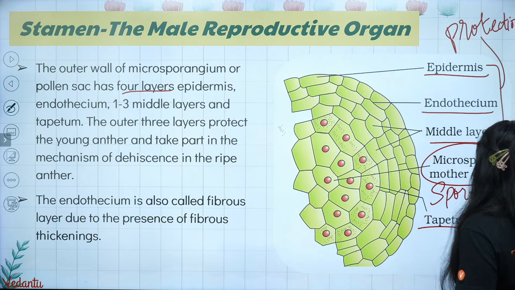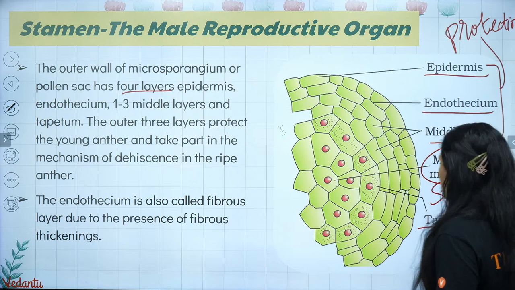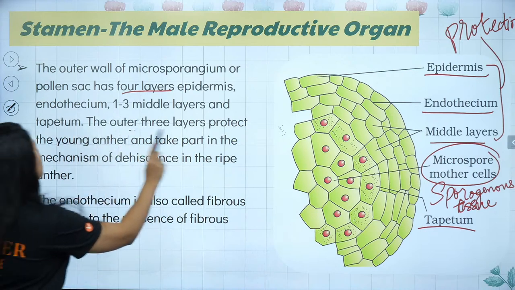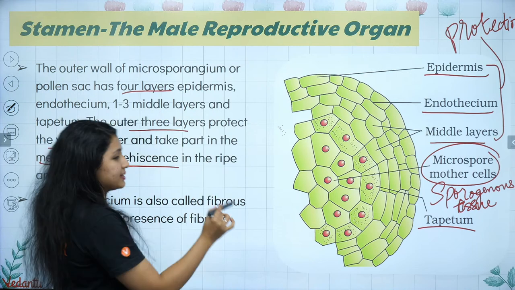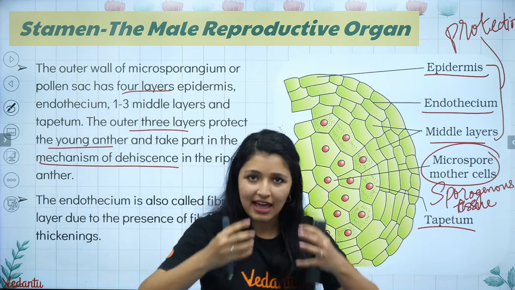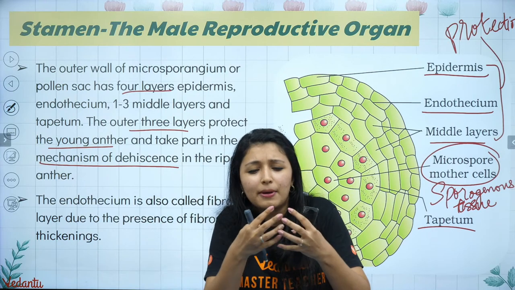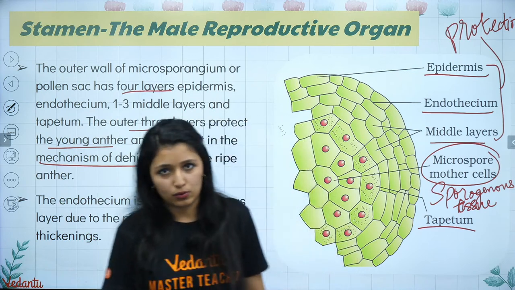Okay, sporogenous tissue. Which are the VIPs? Okay, which are the VIPs? Out of the three layers, they protect the young anther and also help in the mechanism of dehiscence. That is, when the anther is ready to give out the pollen grains, they help with that also. The wall layers dry up and then they crack. Once they crack, all of these pollen grains will be given out.